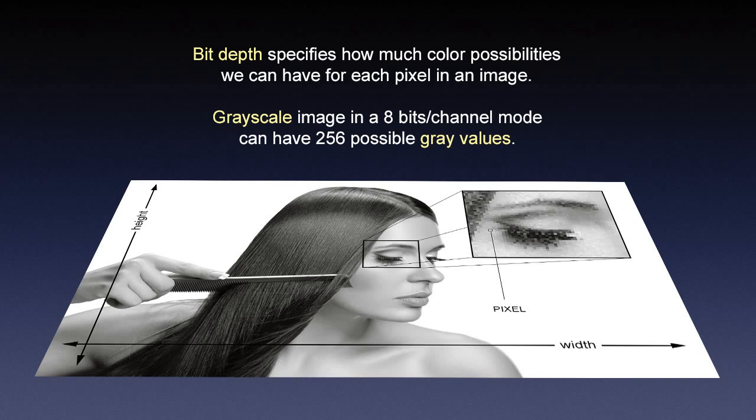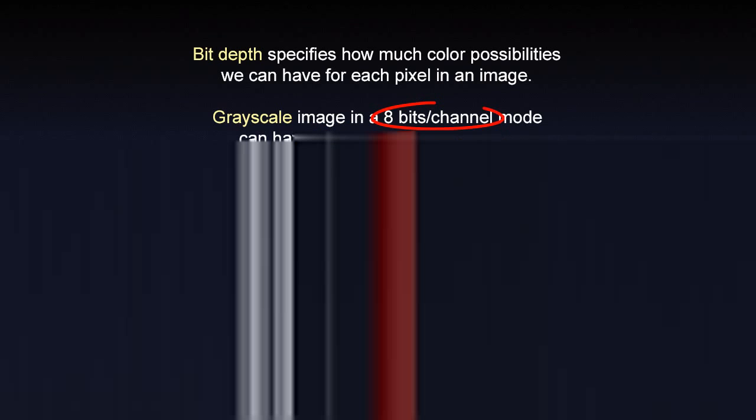In a black and white image, we only have black and only have white. This one has black and white and then different shades of gray in between. And by the way, there are more than 50 shades of gray. More specifically, there are 256 possible gray values. That's because it's an 8-bit per channel mode.